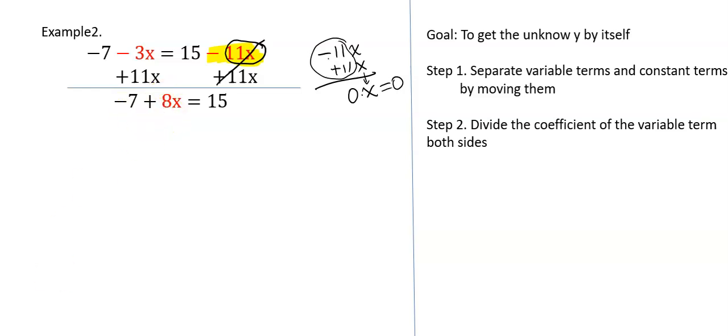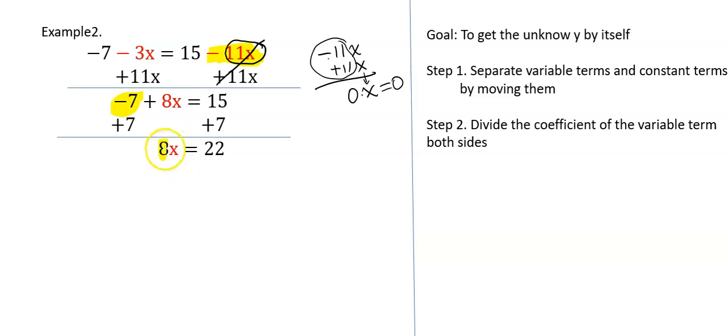So now what we need to do is to get rid of negative 7. And because it's minus, we're going to do plus. After we get rid of negative 7, the left-hand side only has 8x. And the right-hand side, 15 plus 7 is 22. Every time we do something, whether it's adding 11x or adding 7, we have to make sure we do that to both sides.